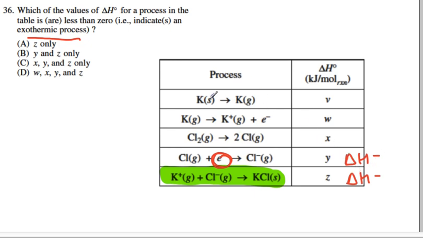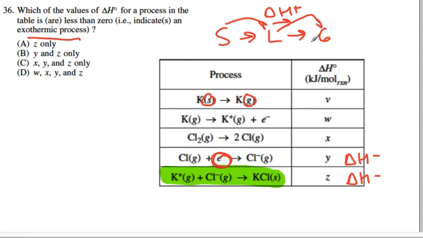Now what about these? Notice I'm going from a solid to a gas. If you use the SLG rule, solid, liquid, gas, to go from a solid to a liquid you have to add energy. Delta H increases, so it's a positive delta H. Going from a liquid to a gas is the same thing. So to go from a solid to a gas, the delta H value is going to be positive.